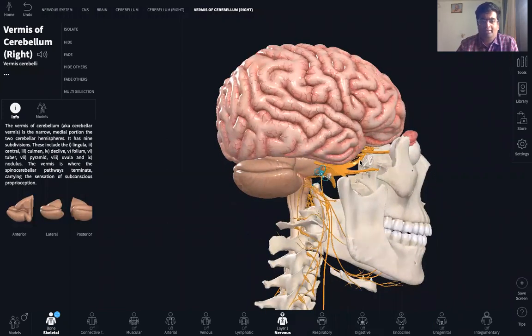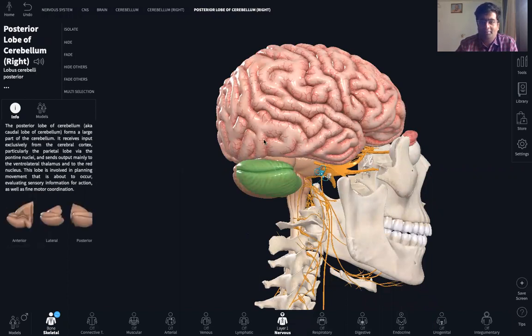Now let us have a look at the cerebellum, which is the second largest part of the brain. The cerebellum is located right beneath the cerebrum. Just like the cerebrum, the cerebellum also shows the outer gray matter and the inner white matter.